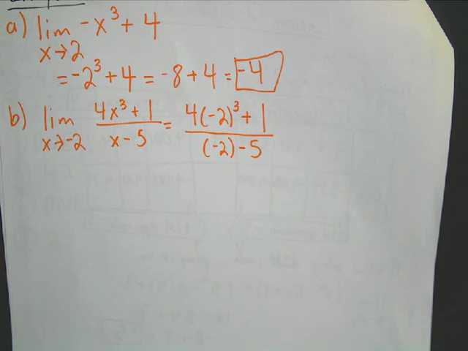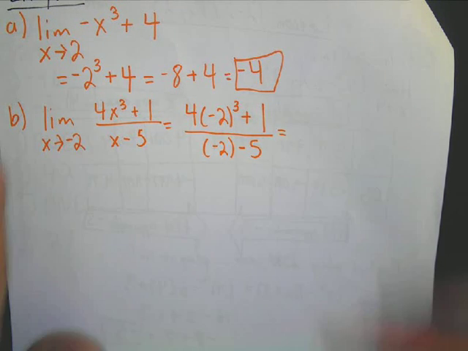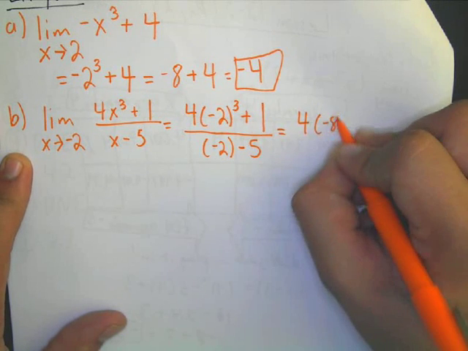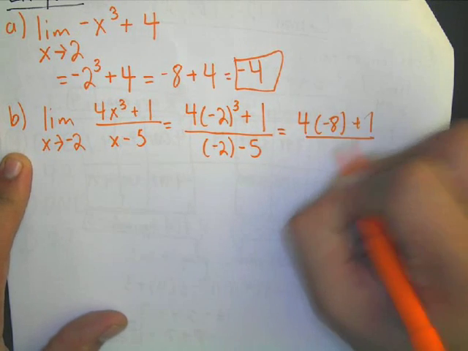Negative 2 cubed, is that going to be negative or positive? Negative, because remember, whenever you have an odd exponent, you keep the sign, either negative or positive. With an even exponent, it's always going to be positive, because you're squaring it. Like negative 2 squared is the same thing as 2 squared, which is 4. So 4 times negative 8 is negative 32 plus 1, over negative 7.